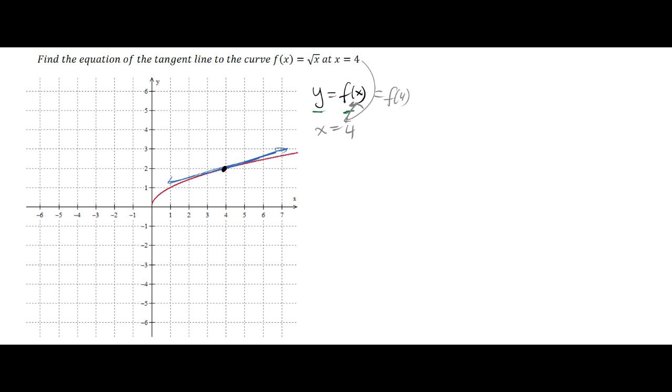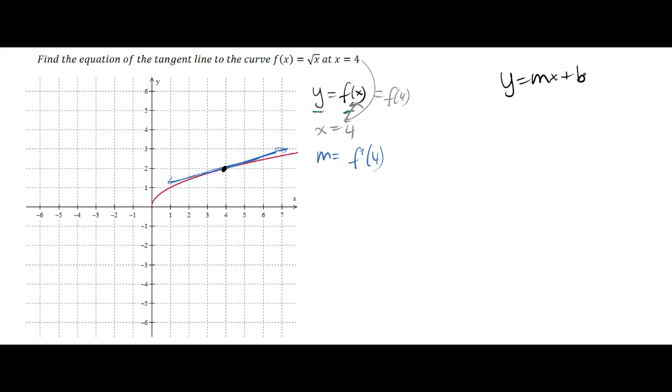And then we need the m, which is going to be the f prime of 4. Again, 4 because we are looking for it at this specific point. Obviously, if I drew a slope over here, it would look different. So let us, we know the x value. We know we're going to need y equals mx plus b.